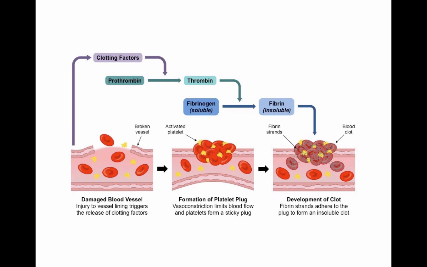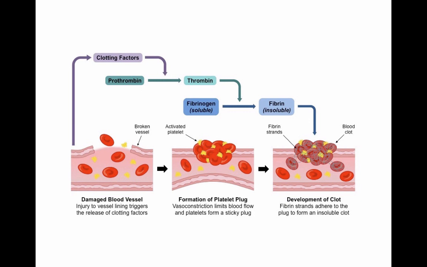So here's another picture. We see the damaged vessel releasing clotting factors, and clotting factors are also dependent on calcium. The clotting cascade has, I can't remember off the top of my head how many steps, but a ton of them. And there are other things, like you need vitamin K, you need calcium, you need all sorts of things for this to happen. So the clotting factors and calcium primarily are needed for the conversion of prothrombin to thrombin.